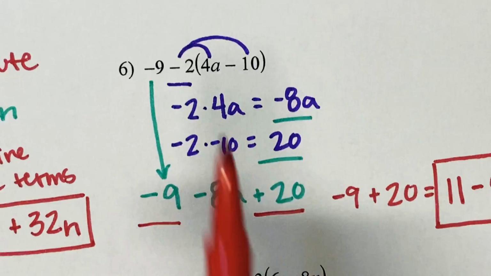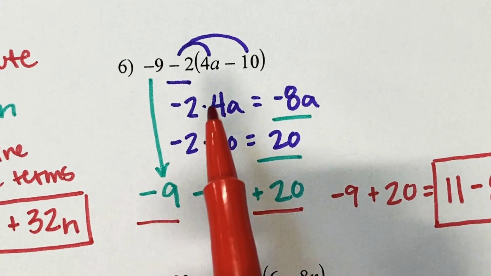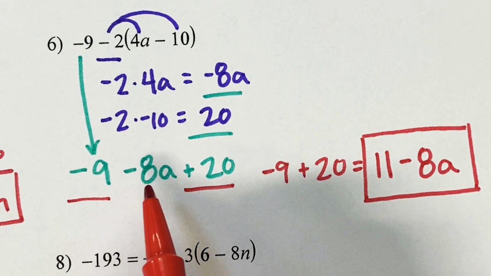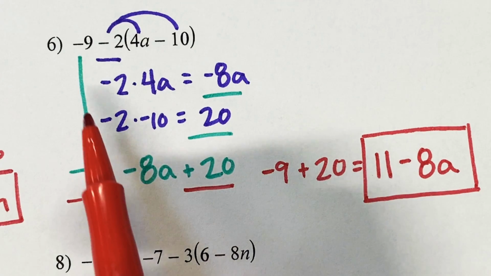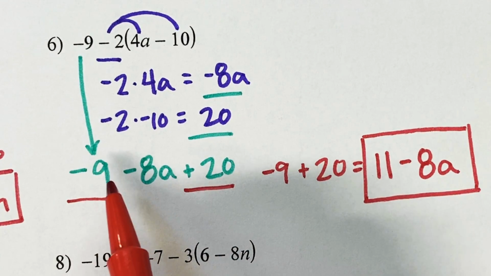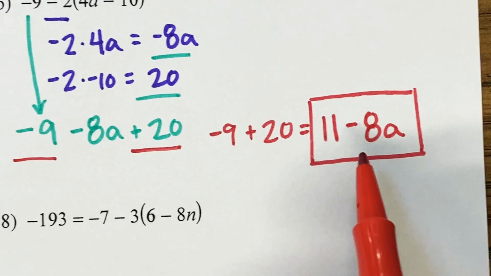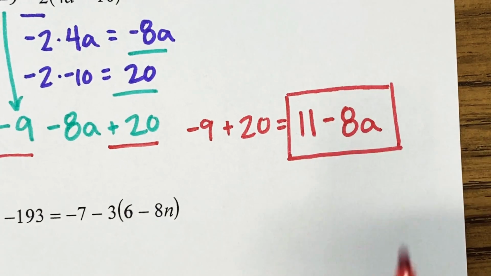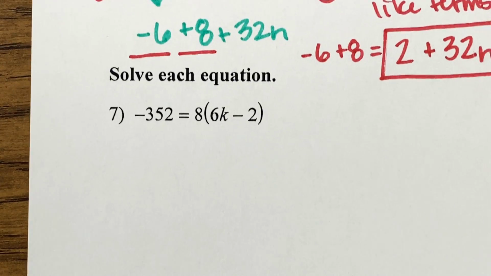Okay, so our first step was to distribute, get rid of the parentheses. When we got rid of the parentheses, we got -8a plus 20. Okay, then we brought down our -9, combined our like terms, and got our final simplified expression. Perfect. Okay, so now let's look at number 7.